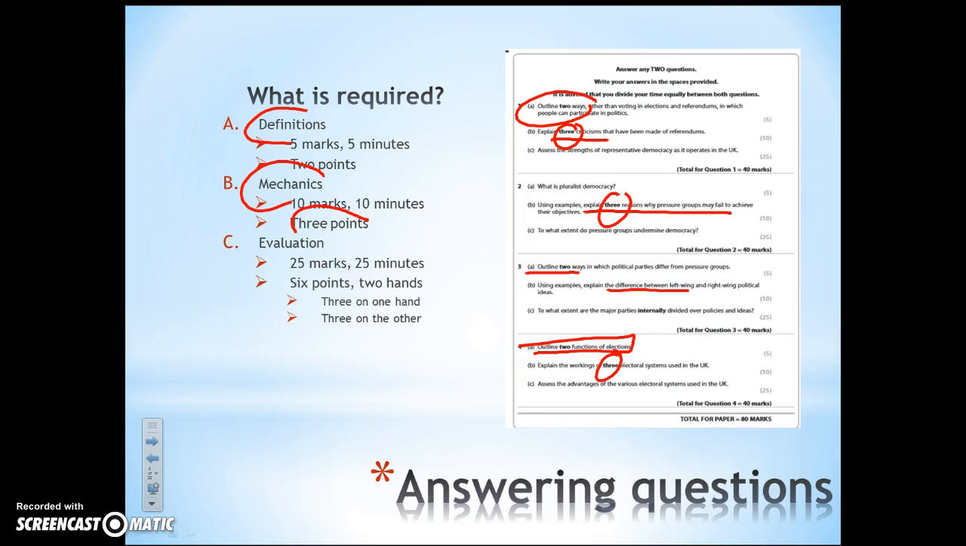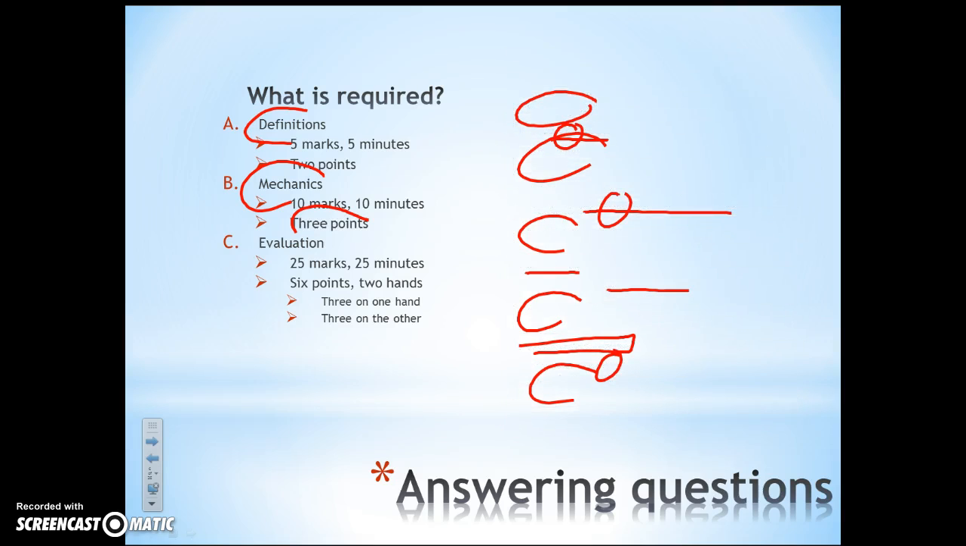So that's your A questions and your B questions, and they are very, very simple. It's really just a delivery of 3 points for a 10 question, 2 points for an A question. Evaluation, this is tricky. You're being asked to evaluate and often assess the advantages. To what extent? To what extent? Assess the strengths. So generally speaking, you'll have 3 points on one hand and 3 points on the other. And each of these questions, as I say, asks a different skill, but they're answered broadly in the same way by this delivery of points.